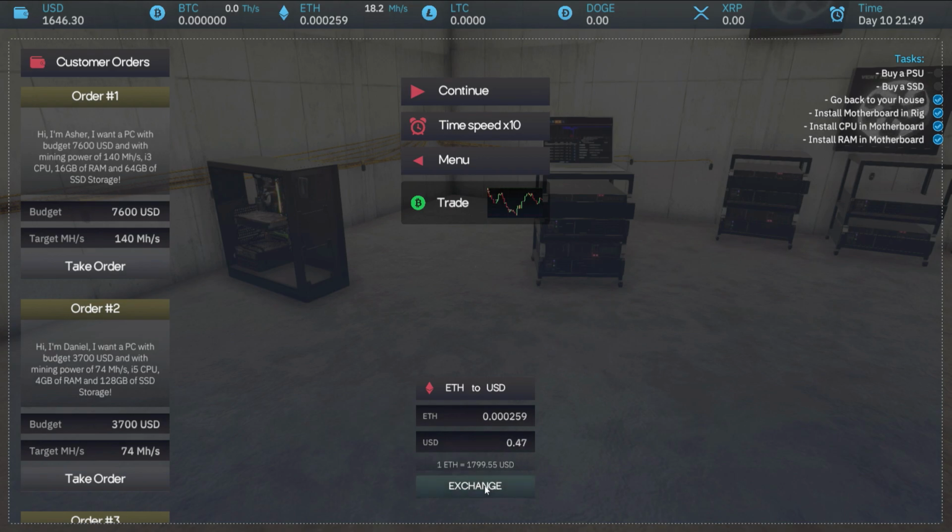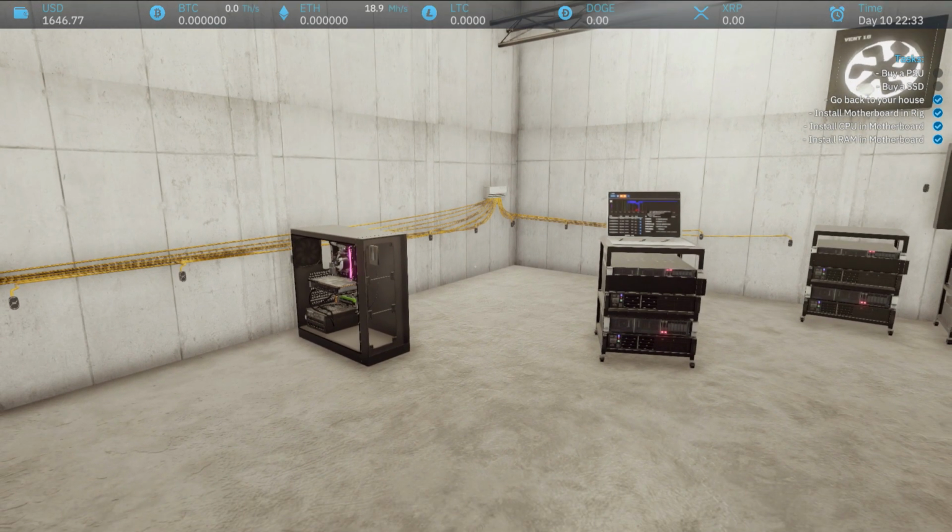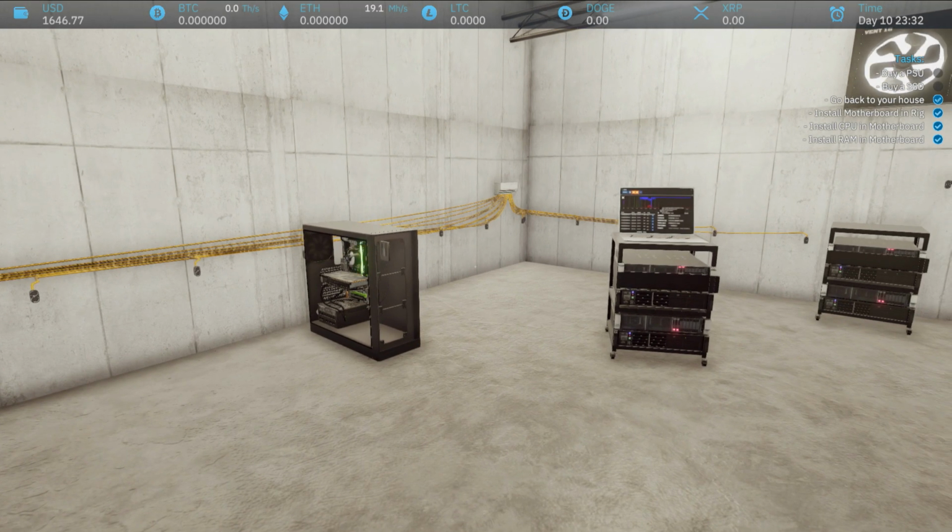So basically, you're just going to say exchange. This is already 259 that I've generated. We're just going to say exchange again. As you guys can see, my ETH at the top is gone and my money went up by $6 something. So yeah, I still have a long way to go.